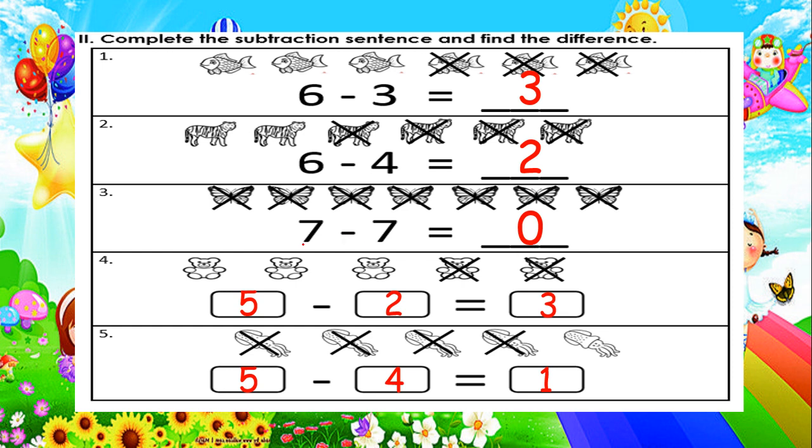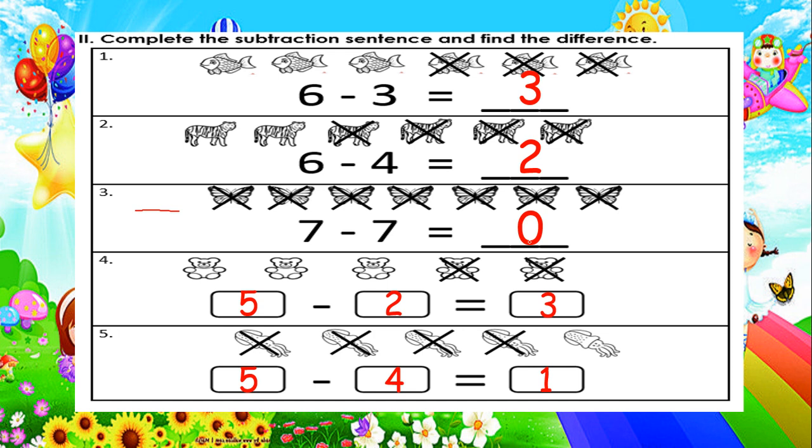So you have your 7 butterflies, 1, 2, 3, 4, 5, 6, 7, minus, you take away also 7. So that's why you can see here, you also put X on the 7 butterflies. So no more butterfly here. And if it's nothing, it means 0. 0 means nothing. So 7 minus 7 equals 0.